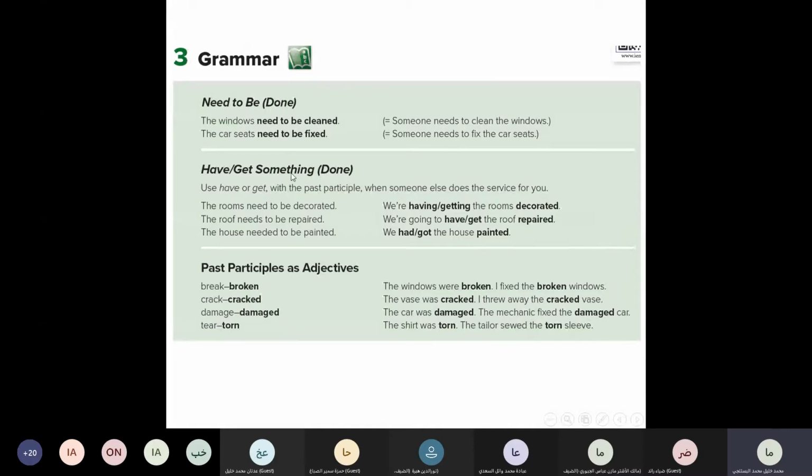Now, suppose that someone will do the service for you. Okay, here we have a new form which is using have or get with the thing or the something that you are going to do with the past participle. Look at the first example. Who can read the example?